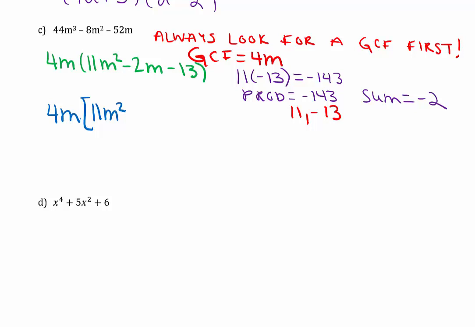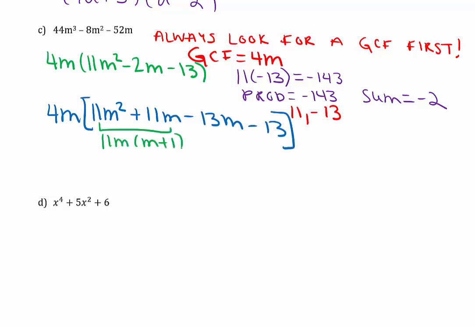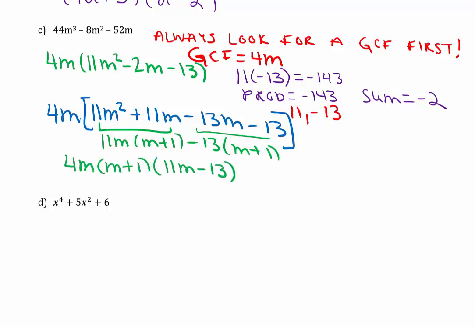And then copy down the first term. Instead of the middle term, I write plus 11m minus 13m. Copy down the last term. Now I can use the grouping. I can pull an 11m out of the first 2, left with an m plus 1. And if I take a negative 13 out of the second 2, I am also left with an m plus 1. And finally, make sure you include that GCF in your final answer. The 4m doesn't go anywhere, just stays in front of the problem.